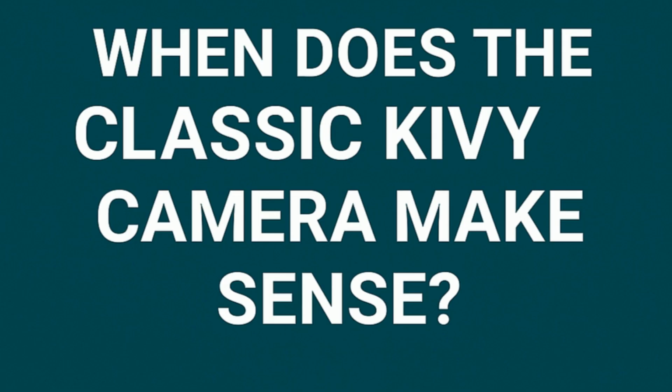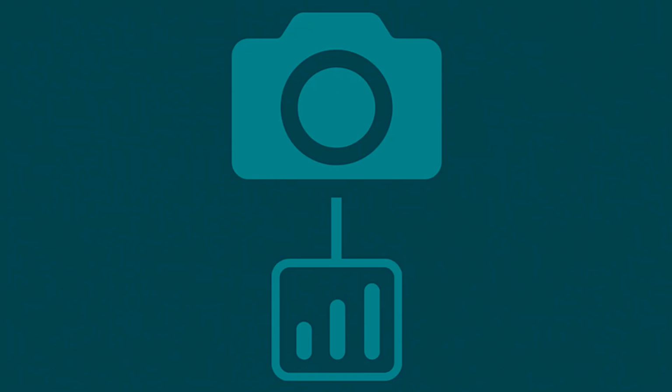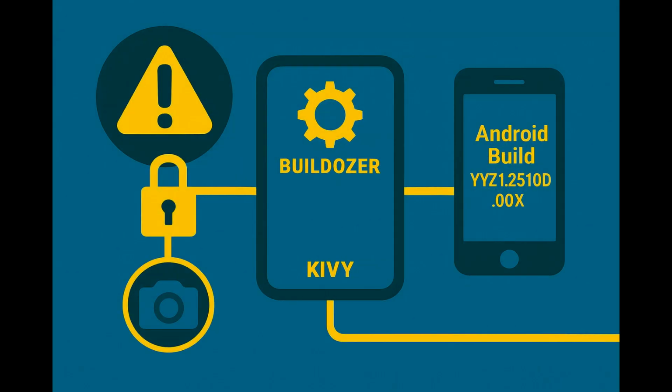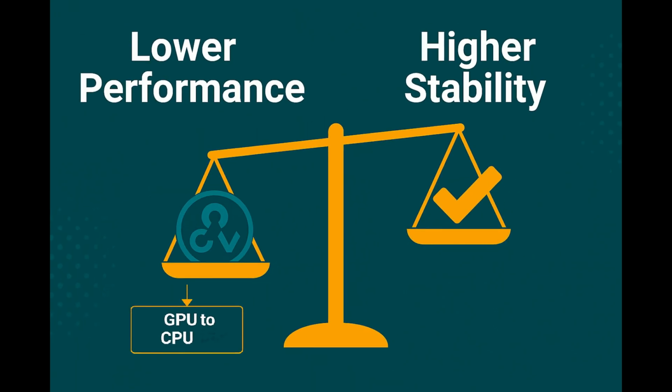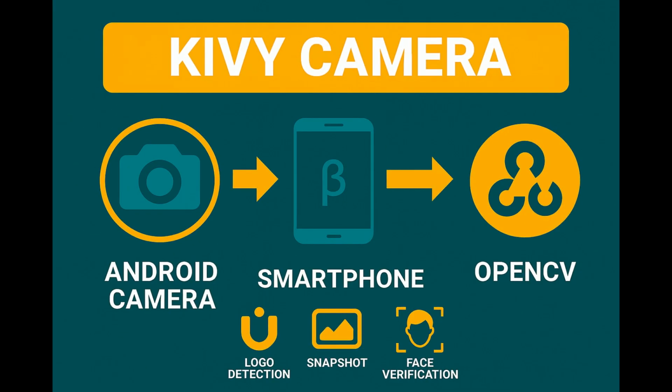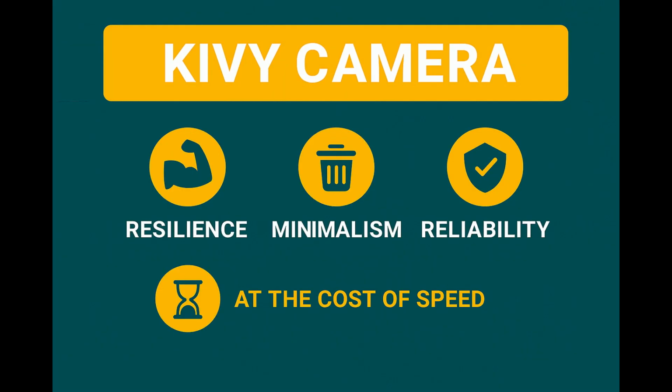So when does the classic Kivy camera make sense? Use it when Camera4Kivy isn't viable. Maybe you're locked into a specific build pipeline, or you just need a stable path for using OpenCV. It's also great for snapshot-based tasks, logo detection, static measurement, or frame-by-frame verification. It's not the fastest option, but it's reliable, minimal, and surprisingly resilient.